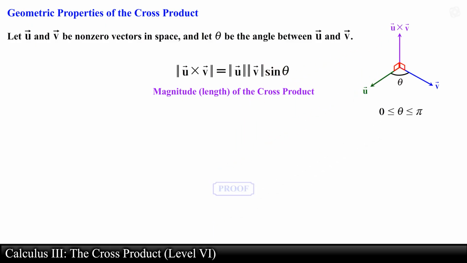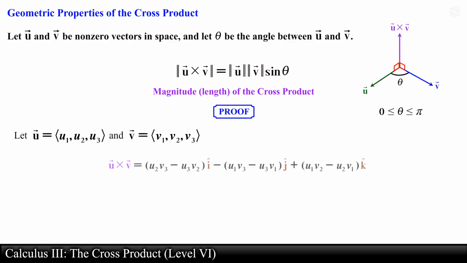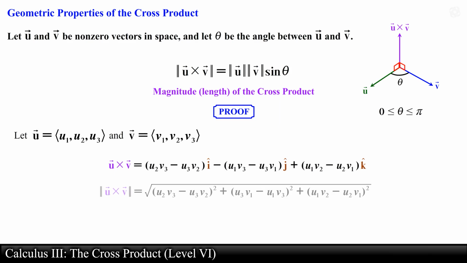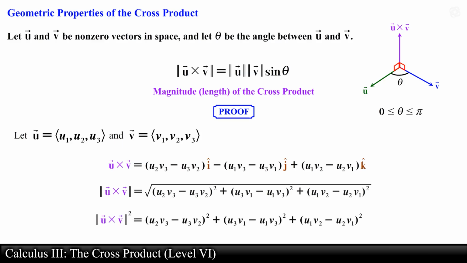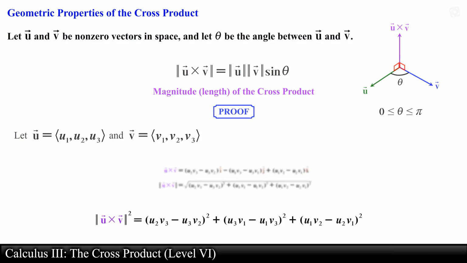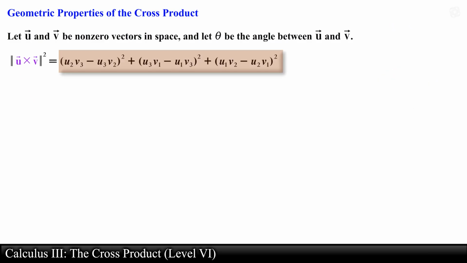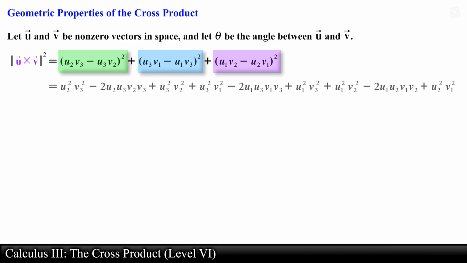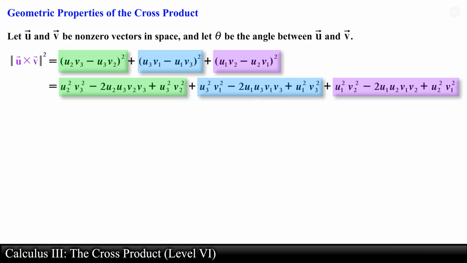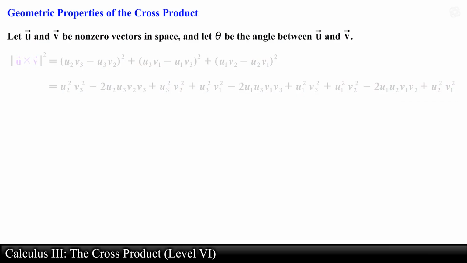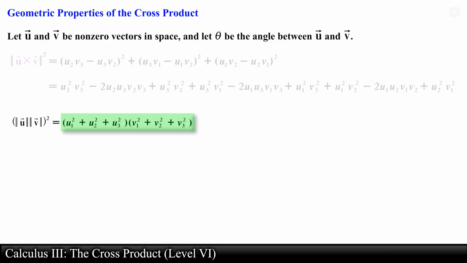We can prove this property by starting with the component definition of the cross product and finding an expression for the magnitude of the cross product. We are going to work with the square of the magnitude. So this expression will simplify to the following expression. Let's go ahead and expand each of the terms as follows. Next, we notice that the magnitude of vector u times the magnitude of vector v squared can be represented by using the components of the vectors as follows.